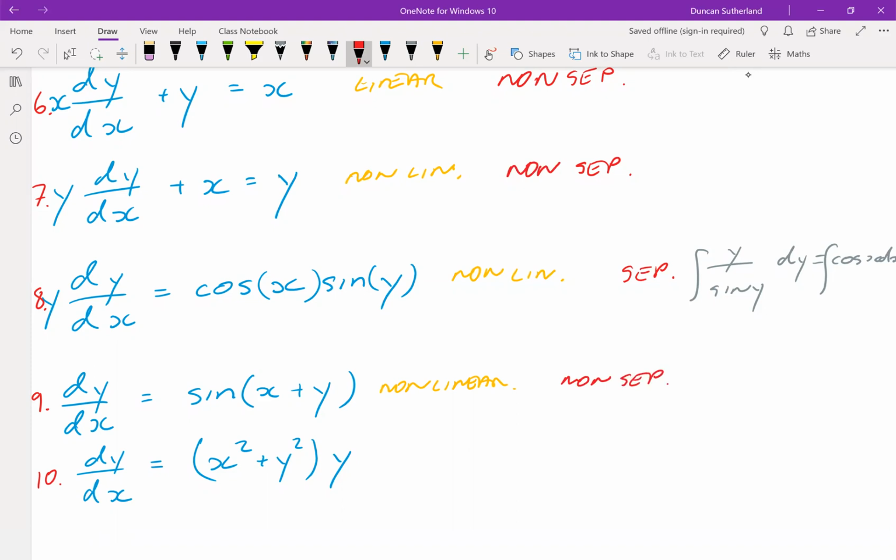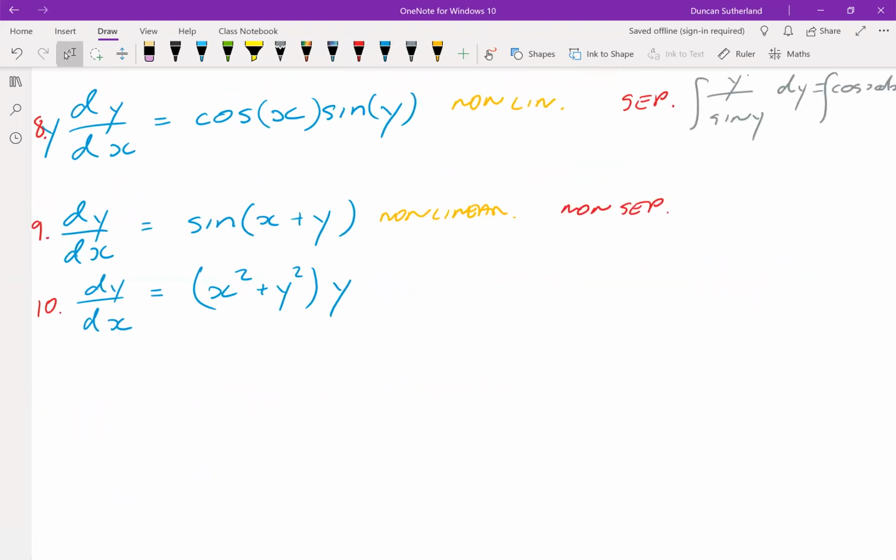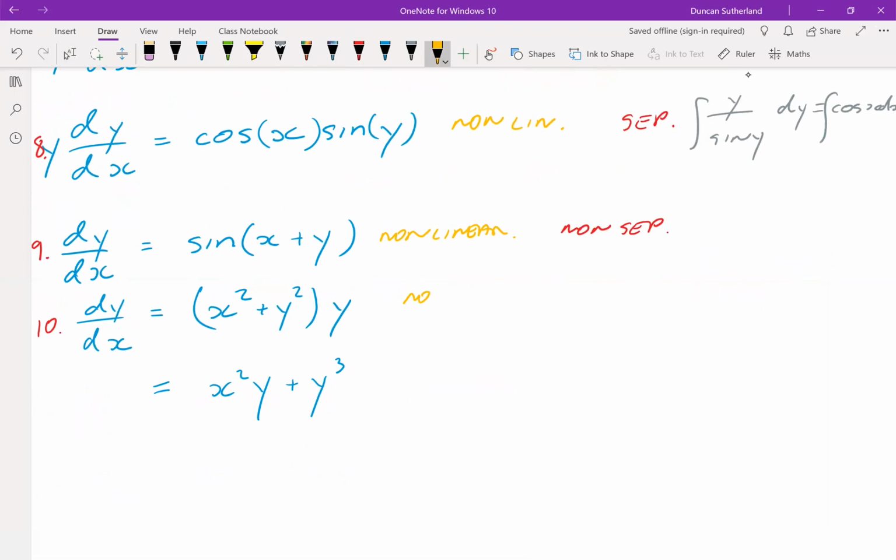Right, our last one, it's a product of two functions, but it's nonlinear, you've got a y cubed. And there's no common factor of x squared that you can pull out and make this separable, so this is not separable. All right, so that's a few examples of separable and non-separable and linear and nonlinear equations.